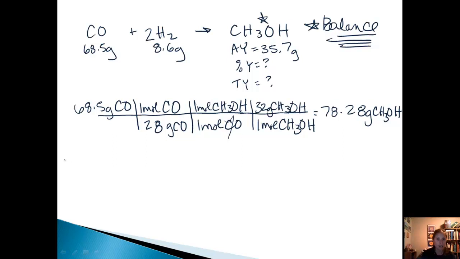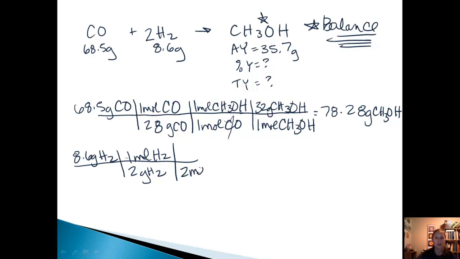So we're going to start with 8.6 grams of H2. And that's about 2 grams in 1 mole. And then we need our mole ratio. So for every 2 moles of H2, there's 1 mole of CH3OH. And then we need the molar mass for CH3OH. We already did that. So for every 1 mole of CH3OH, there are 32 grams.